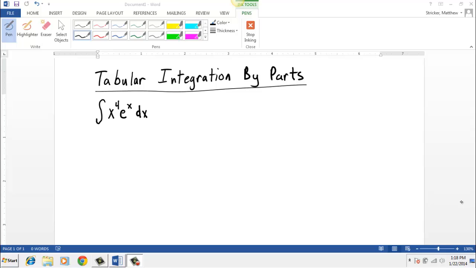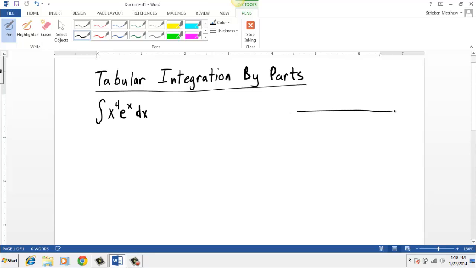Okay, so in this video I'm going to discuss a different way of doing integration by parts. It's called tabular integration by parts, and it is especially useful in problems where you have to perform integration by parts more than once, like this example, the integral of x to the fourth e to the x dx. And integration by parts with the tabular method basically takes advantage that there is a pattern that develops during this process. And so the process goes like this.